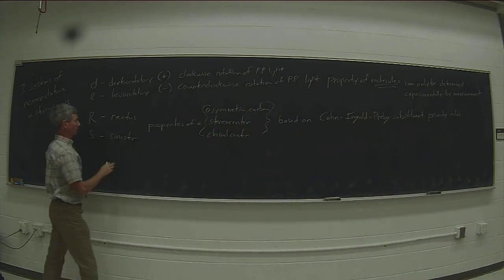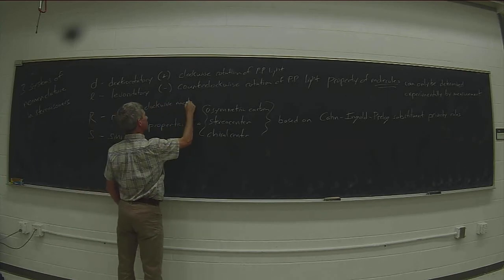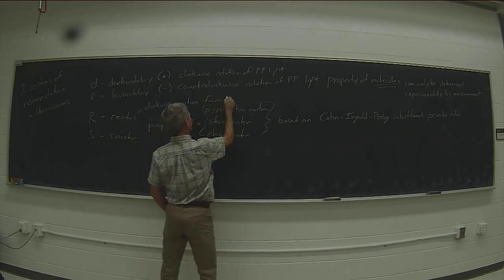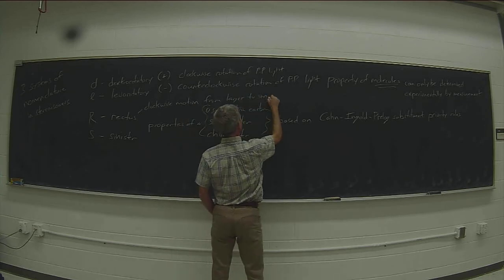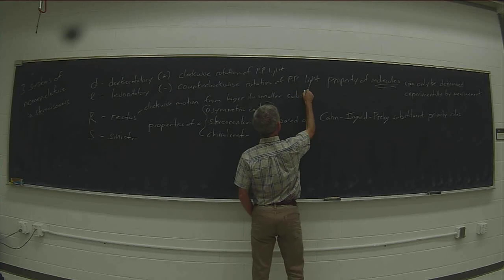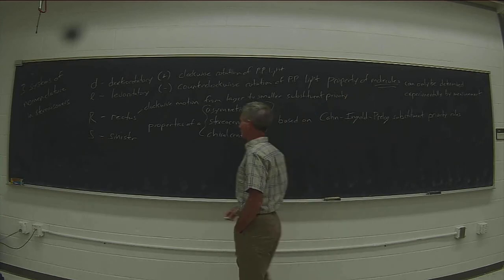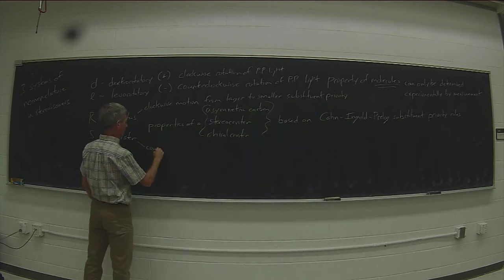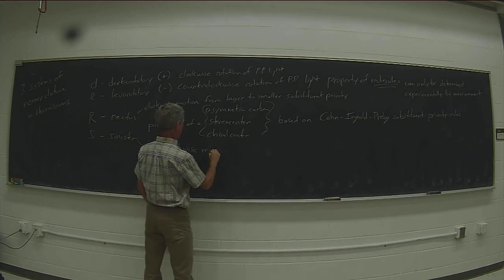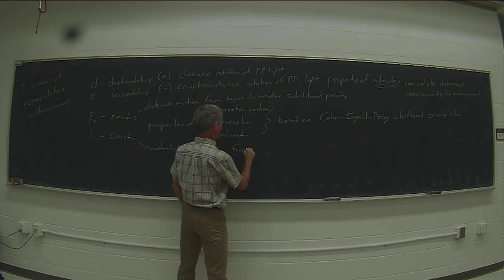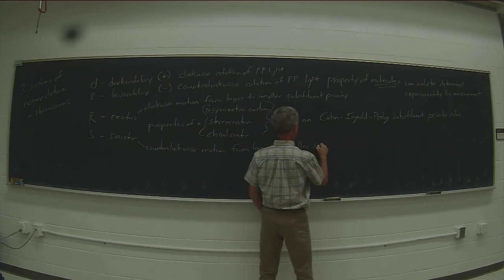Where R, rectus, refers to clockwise motion from largest to smaller substituent priority. And S, sinister, refers to a counterclockwise motion, larger to smaller substituent priority.